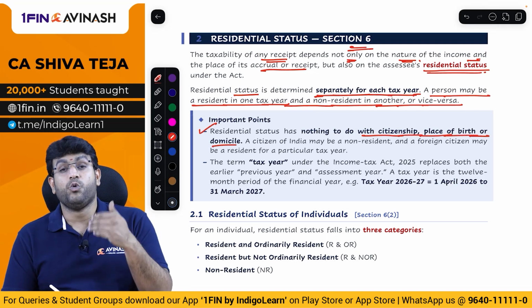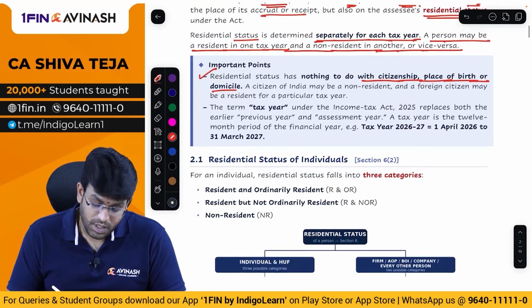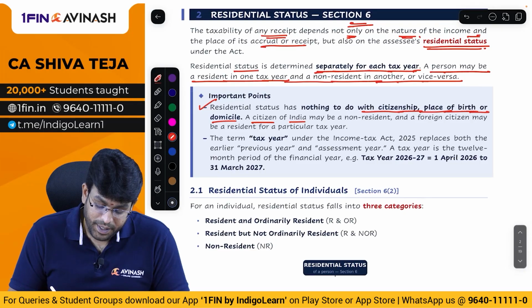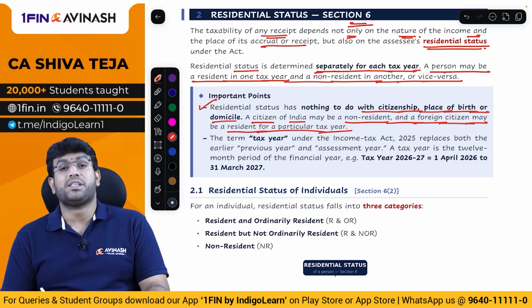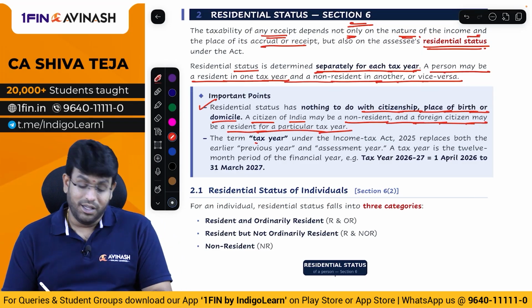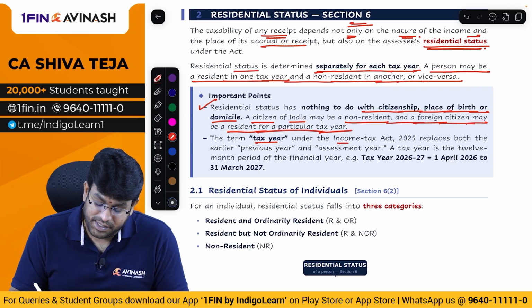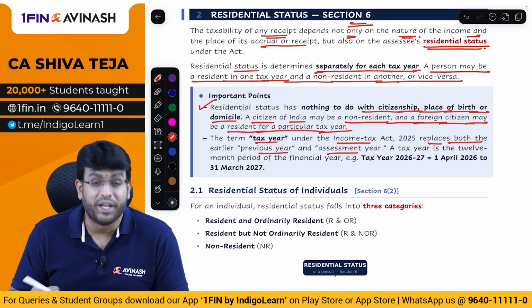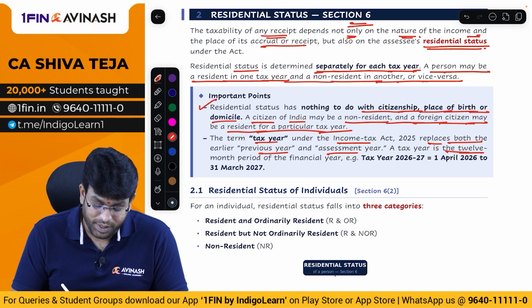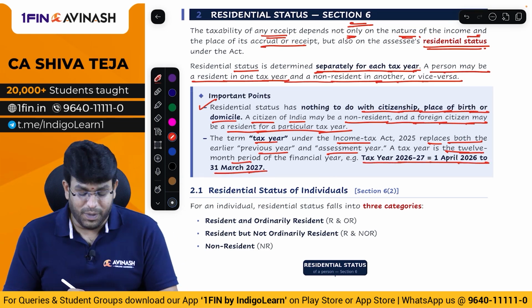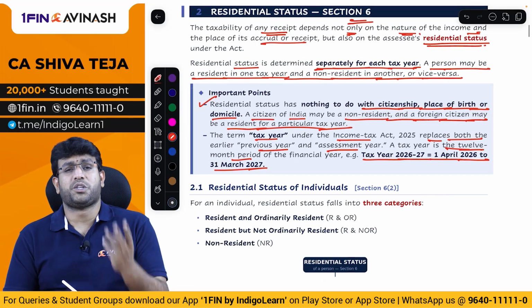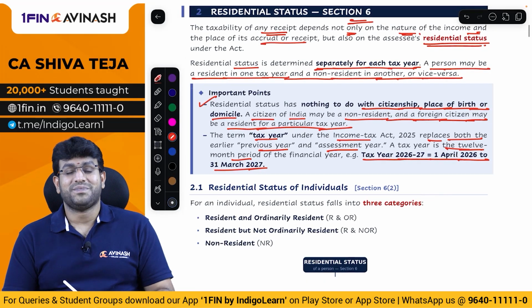Domicile means where he is usually staying. A citizen of India may be a non-resident and a foreign citizen may be a resident, because we are clearly going to decide based on duration of stay in India. The term tax year in the Income Tax Act replaces both previous year and assessment year. Tax year is a period of 12 months. Tax year 26-27 means April 2026 to 31st March 2027. Section 3, tax year.